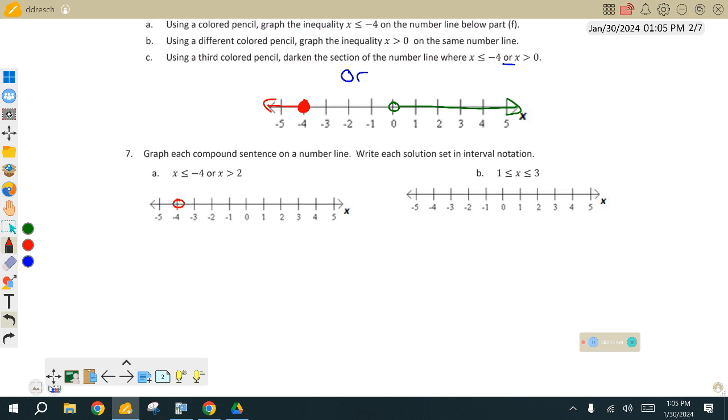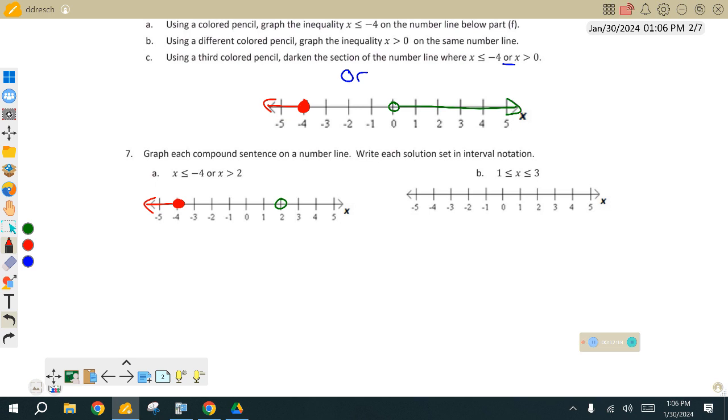Okay. And the next thing we're going to be giving you a point off of is which way you're shading that -4. Correct. Okay. Second thing is, go graph me the other one. What's 2 going to represent? Open or closed? Thank you.